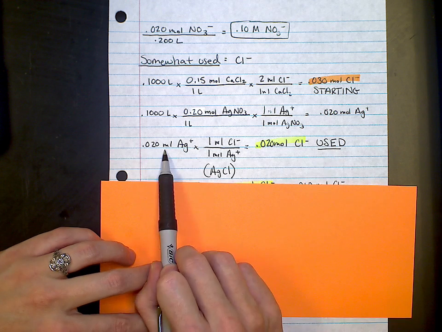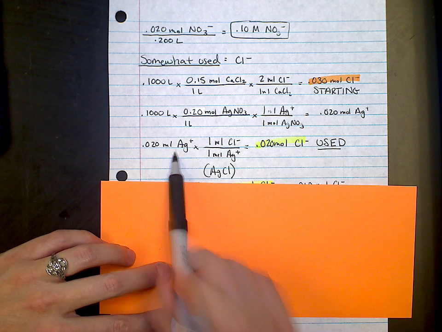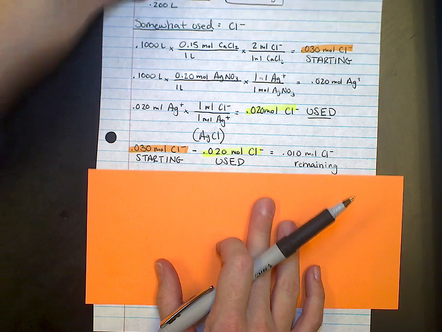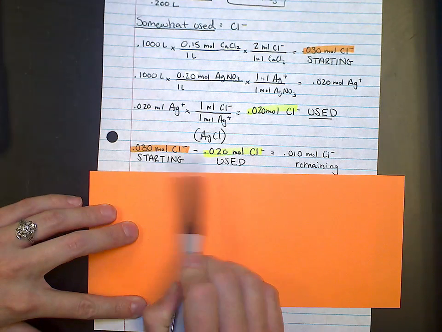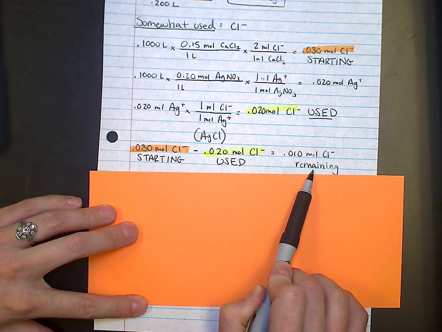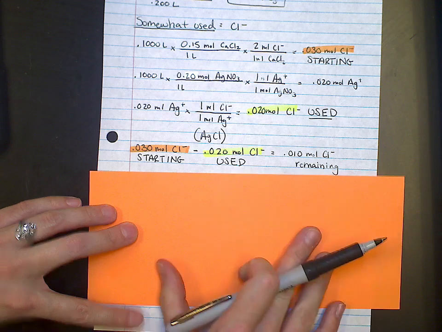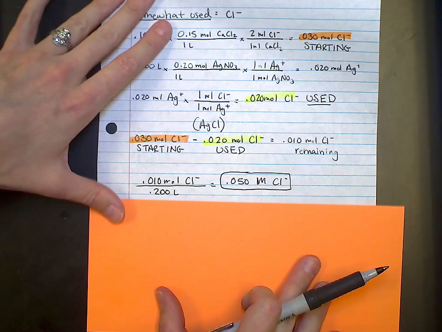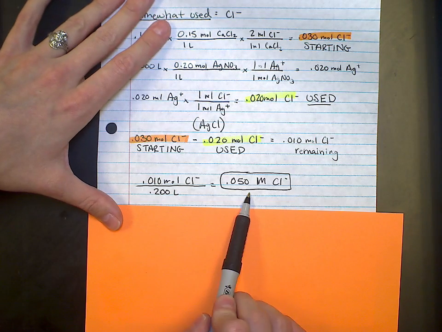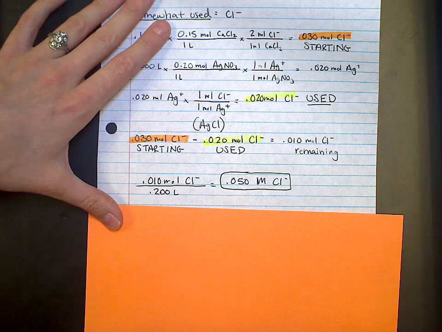So now that we know how much we used to react with all of the silver, we can take how much we started with, subtract how much we used, and this is how much chlorine remains in solution. So the last part of that's pretty simple. We just put that over the total volume, and you have the molarity of the chlorine still floating around in solution. So I hope that was helpful.